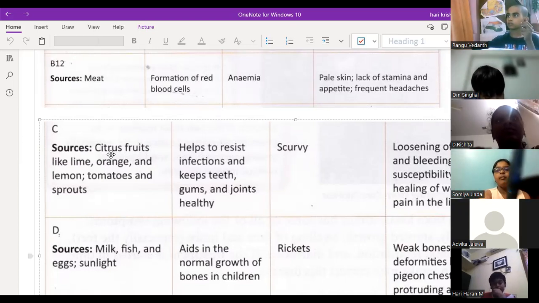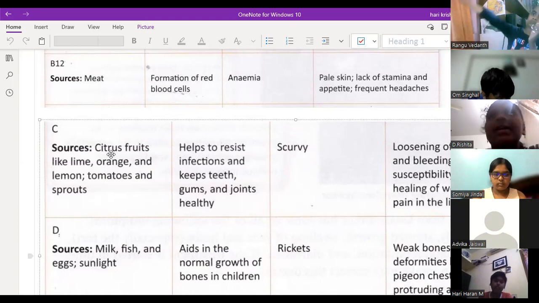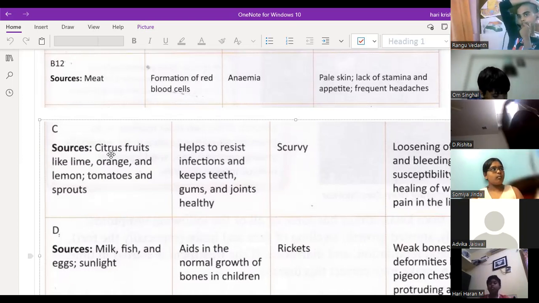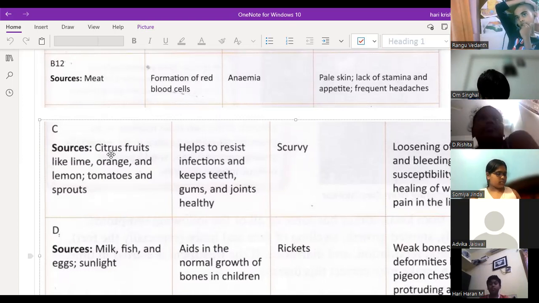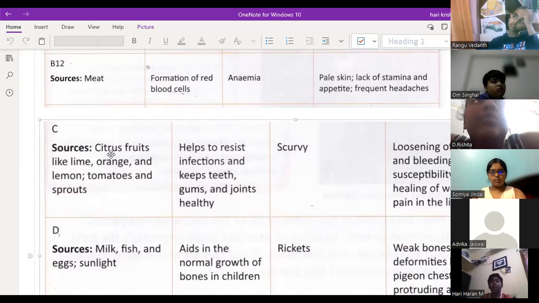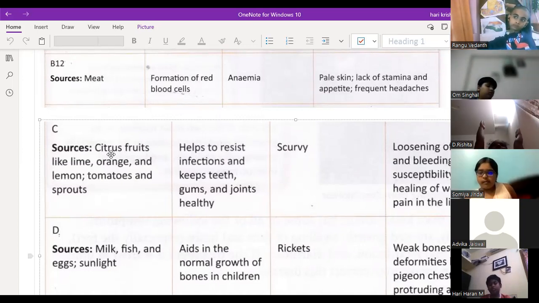Okay. So loosening of the teeth, spongy and bleeding gums, increased susceptibility to diseases means we can easily get the disease. Bacteria or something will attack us easily. That is susceptibility. Slow healing of wounds: if any wound has happened, it will heal very slowly. Weakness: we will feel always weak. Pain in the limbs. So these are the main symptoms due to the deficiency of vitamin C. Clear?